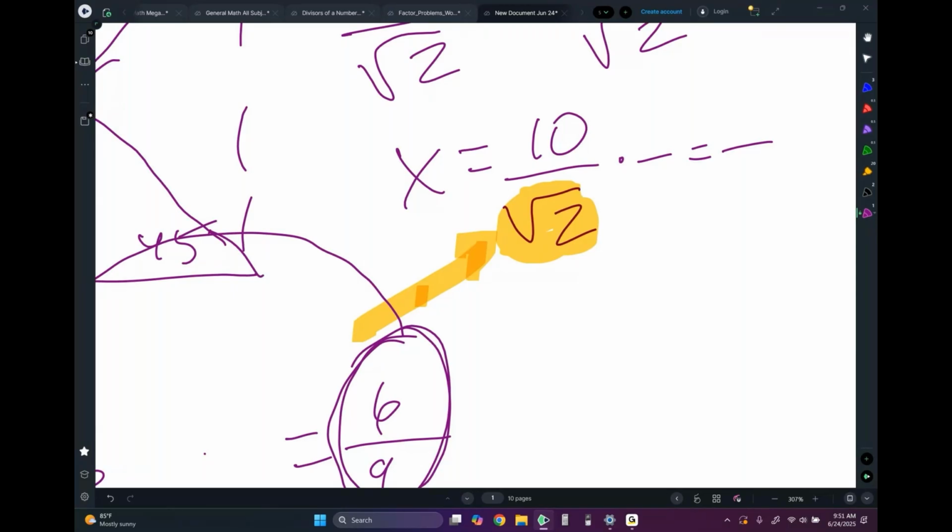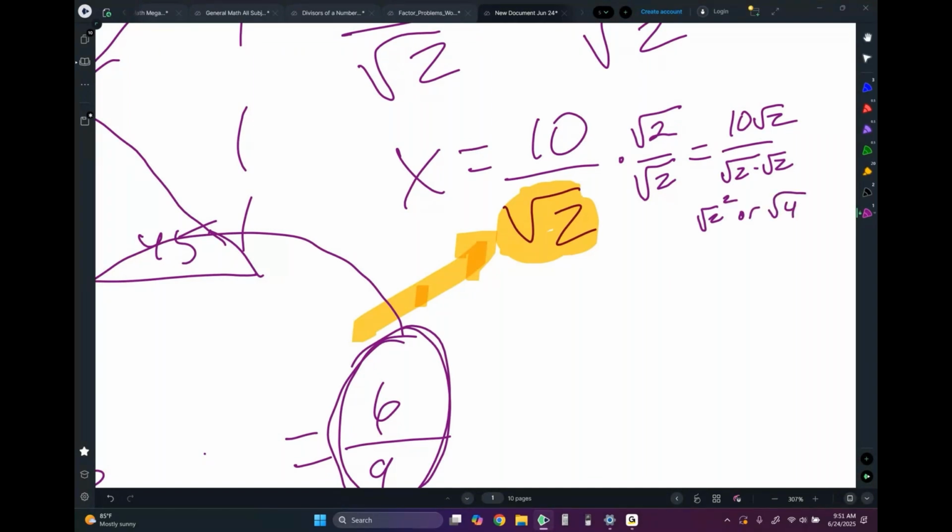What if I was just wild and crazy and I multiplied by root 2 over root 2? Now, what is root 2 divided by root 2 really? 1. Something divided by itself is always 1. So what does that do for me? It means it's 10 root 2 over root 2 times root 2, which is root 2 squared, or root 4. You get the same answer either way.